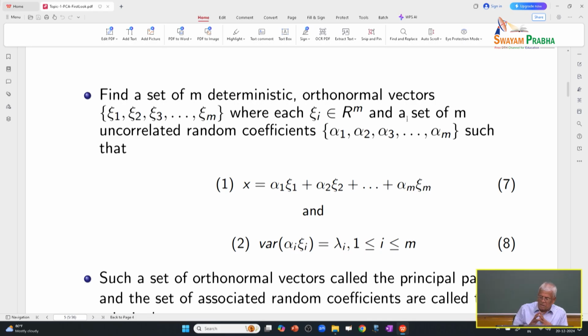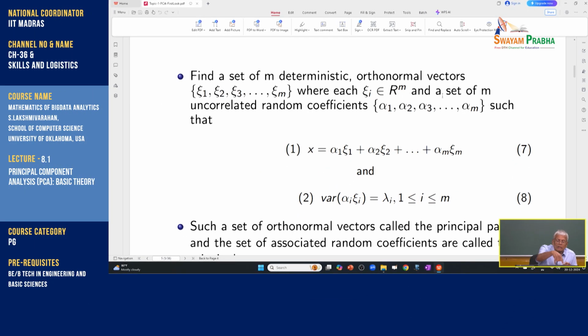It's a very interesting problem. X is a random vector. The xi's are the vectors. I want to be able to express x as a linear combination of a set of orthonormal vectors. Orthonormal vectors means the inner product of any two is 0, and the length of each vector is 1. The xi's are given deterministic quantities, X is random. So the xi's are deterministic, X is random.